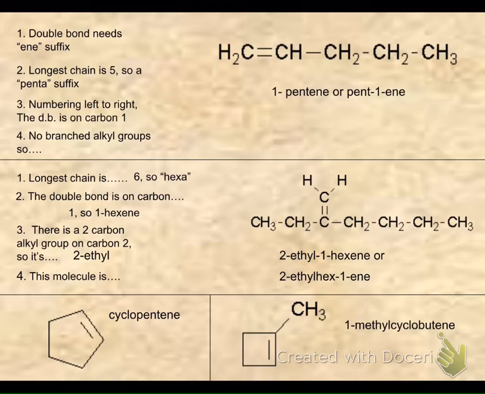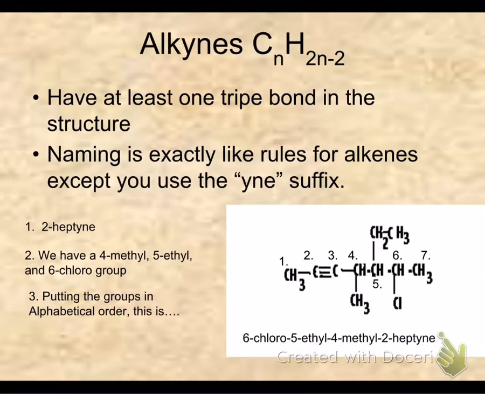So those are alkenes. Alkynes are exactly the same naming structure as alkenes, except that the suffix will be yne. So for the 2 carbon groups, we had ethane, for example. If it's a double bond, you have ethene. If it's a triple bond, you have ethyne. Those are the only differences.